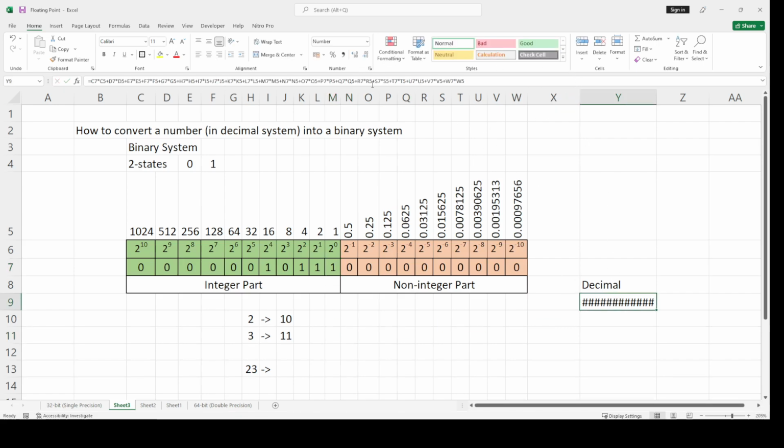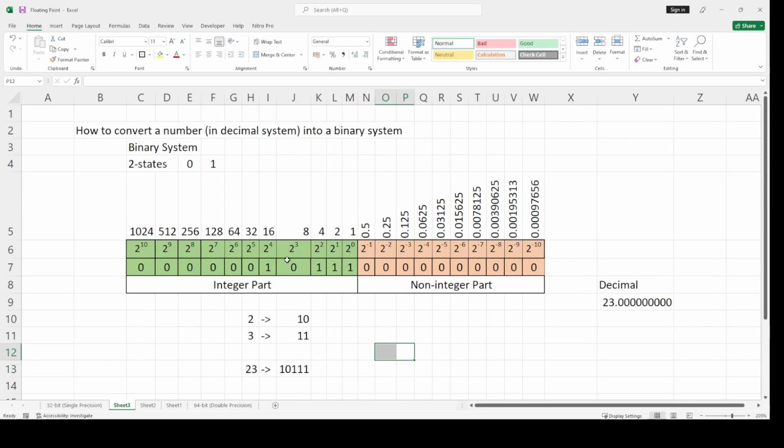So what happened to this one? So 23, as you can see here, it is 23. So 23 in binary form is 1, 0, 1, 1, 1. Same with these things. Okay? So as you can see here, this is the answer.